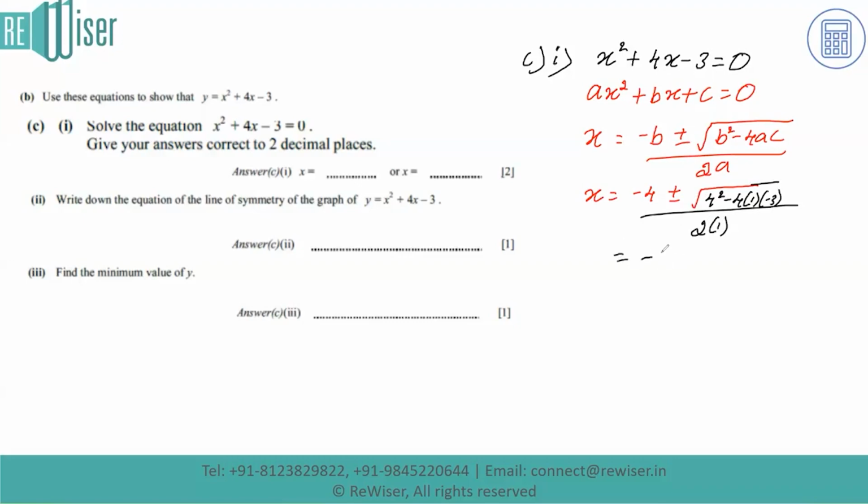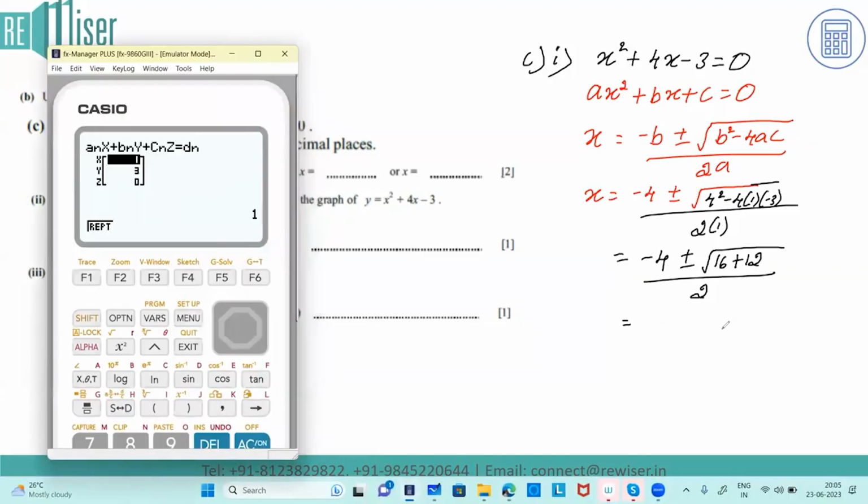So which is going to be minus 4 plus or minus square root of 4 squared, which is 16, and minus 4 into minus 3 has to be positive 12, and this entire thing divided by 2. So the two possible answers would be, one with minus and one with plus, and we can directly substitute it in the calculator and check it.